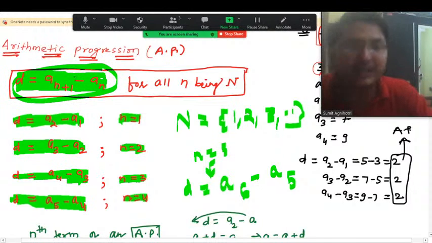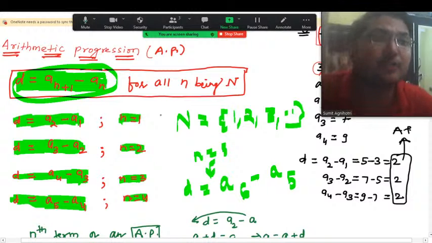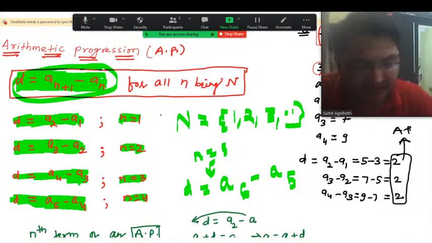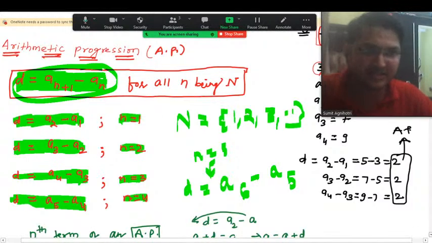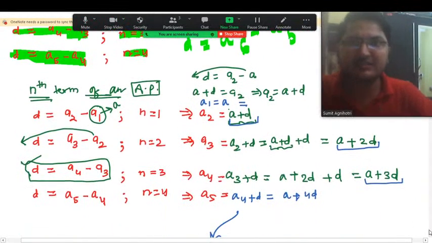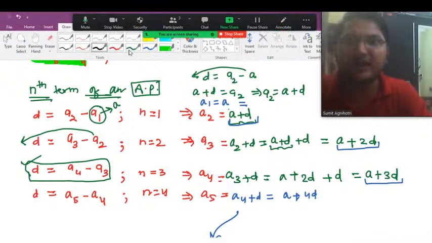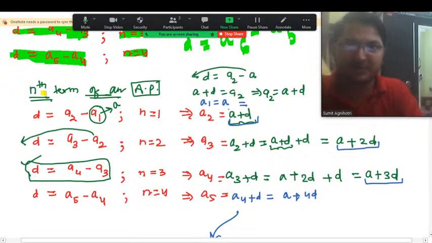And from this only we will conclude what is going to be the last term. We are going to conclude about the last term from this formula only. Okay, how can we conclude? I'm just telling you. Now it's our turn to understand how to find out the nth term of AP. Let's figure it out.